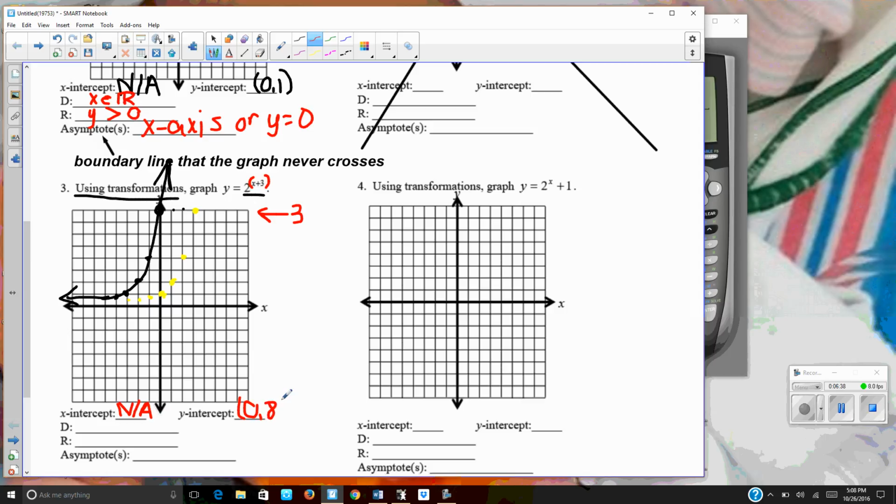The domain for this one is all real numbers, because again, it's going left and it's going right infinitely. The range is the same as the last problem because this one has not been shifted vertically at all. And same thing, the asymptote is the same. It's approaching the x-axis. It's getting really close, but it never actually touches. It's not been shifted vertically at all. These things are not going to change.